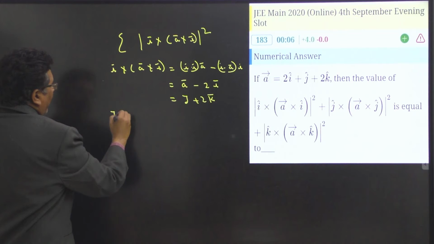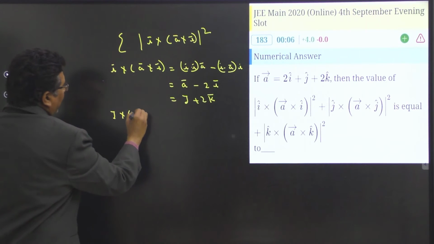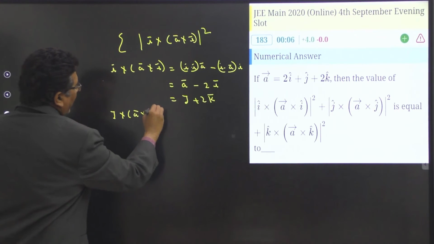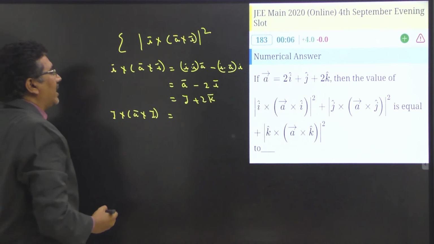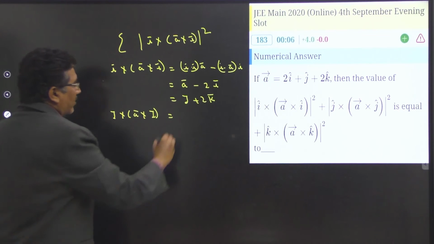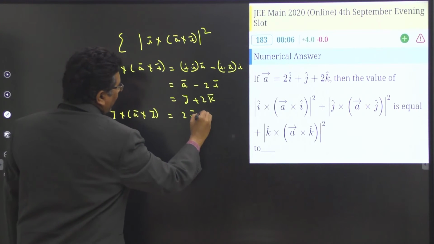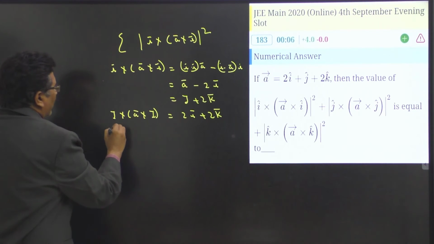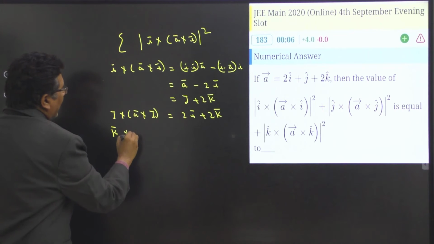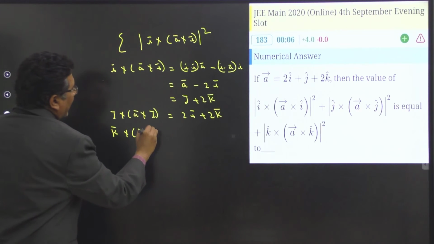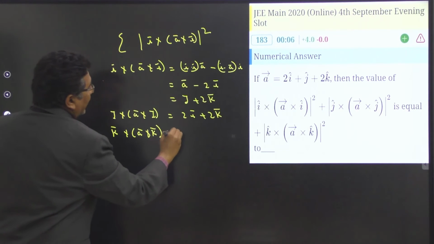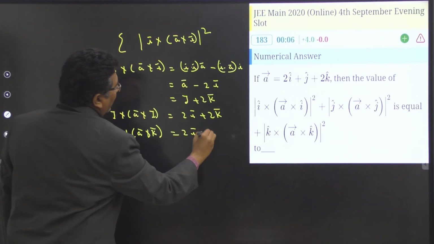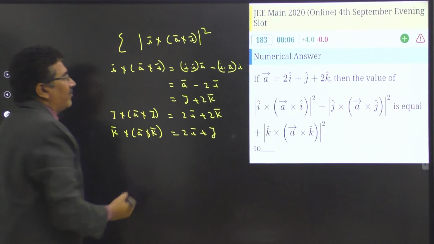Similarly, J bar cross (A bar cross J bar) is equal to 2I bar plus 2K bar, and K bar cross (A bar cross K bar) is equal to 2I bar plus J bar.